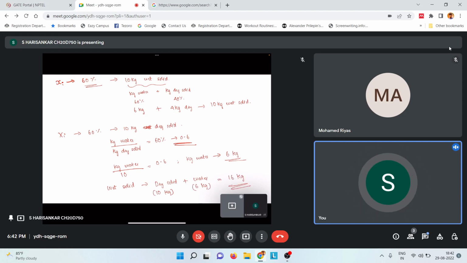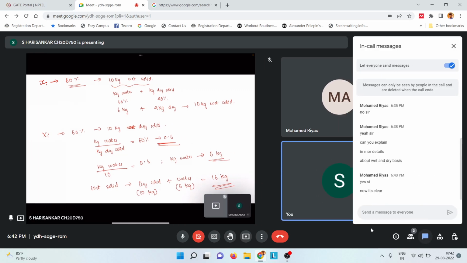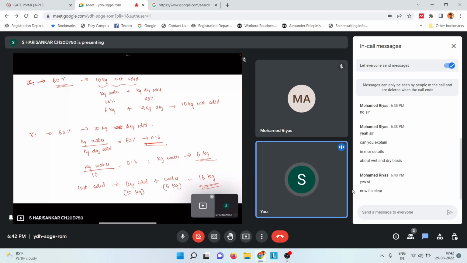So now you can see the difference here for the same moisture content expressed in different bases, one in a wet basis and the other in a dry basis. But then the numbers, for example, the weight of the wet solid and the dry solid, are different. So this is the significance of wet basis and dry basis. So I hope it is much more clear or somewhat clear.